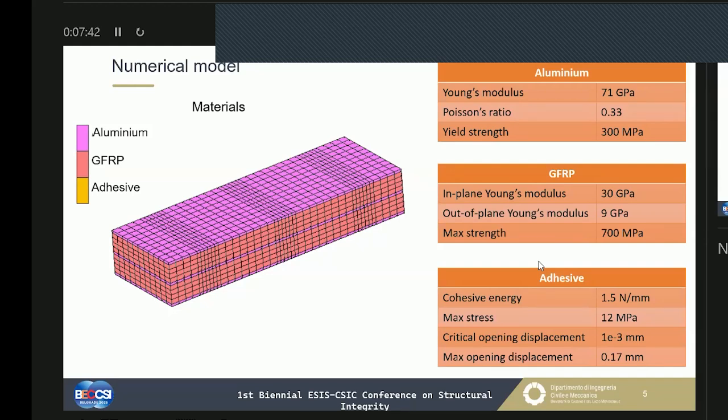The GFRP was simulated through an orthotropic model, an elastic model with a damage routine for simulating the breakage at maximum strength. Finally, the adhesive was simulated as an interface material. In fact, we used a planar element. And here I have also reported the material properties for the adhesive.